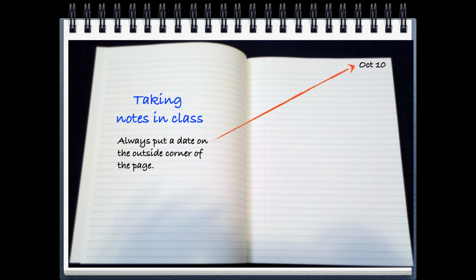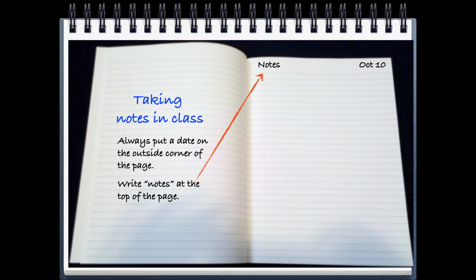Here's what I'd like you to do when you're taking notes in class. First, put a date on the upper right-hand corner of the page. Always put a date so you'll know when you took the notes and when that class was given. It's a good idea to write notes at the top of the page someplace so that you'll know that what follows is actually notes and not homework or something else.